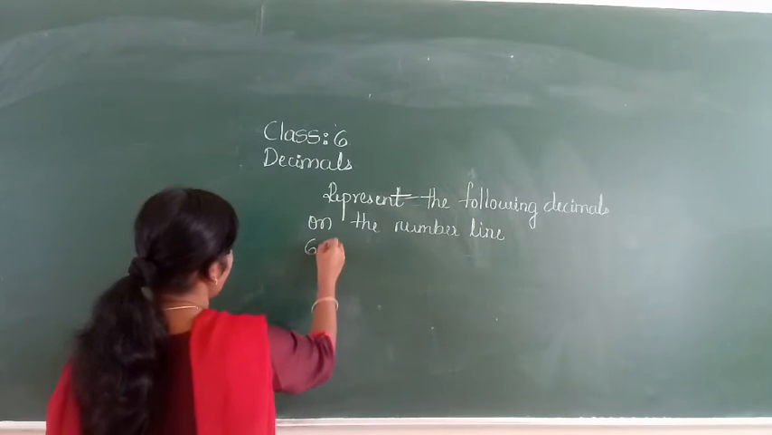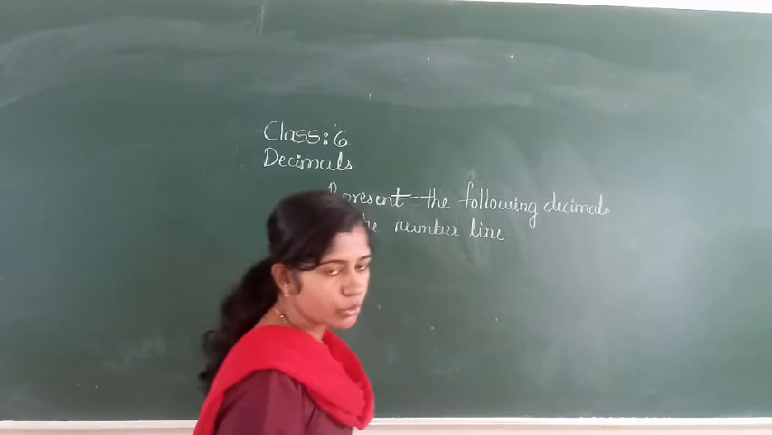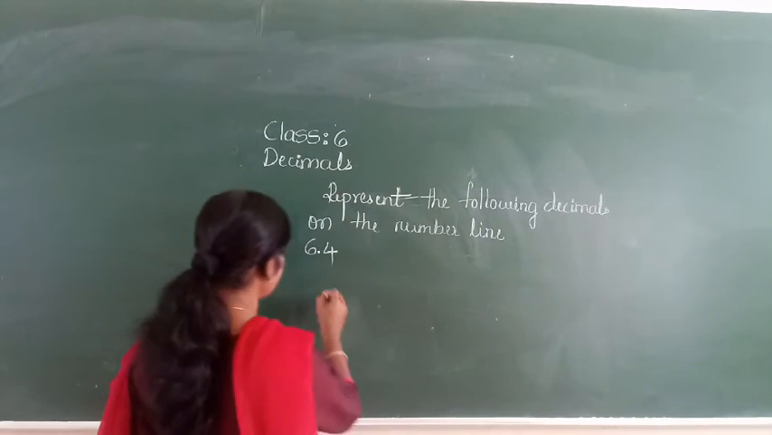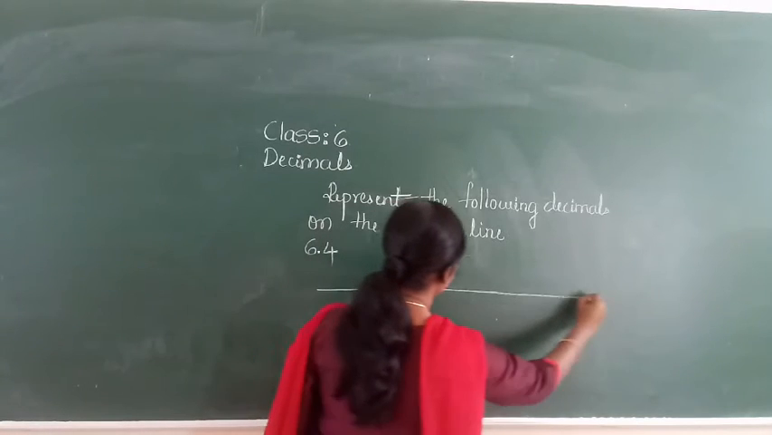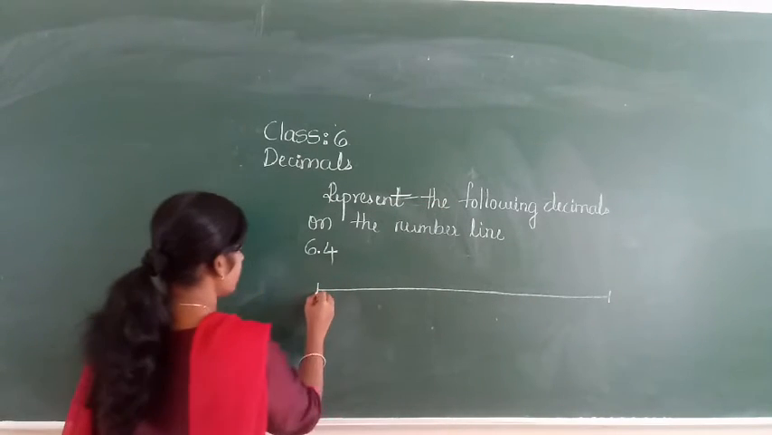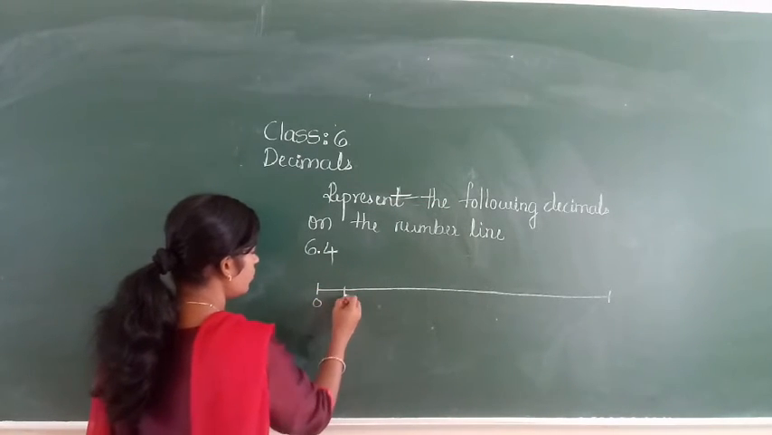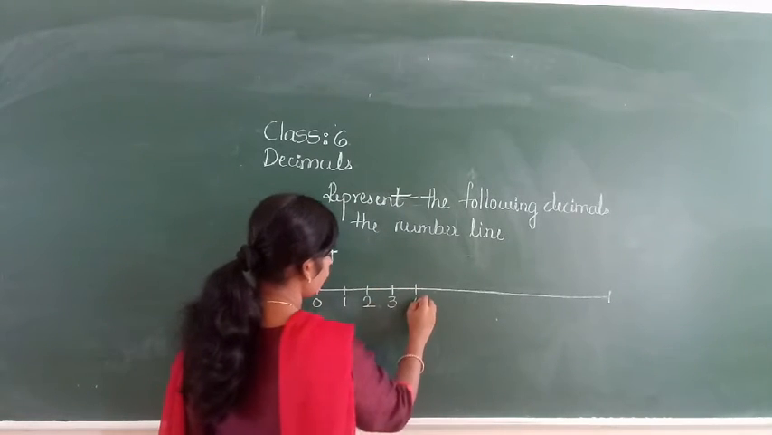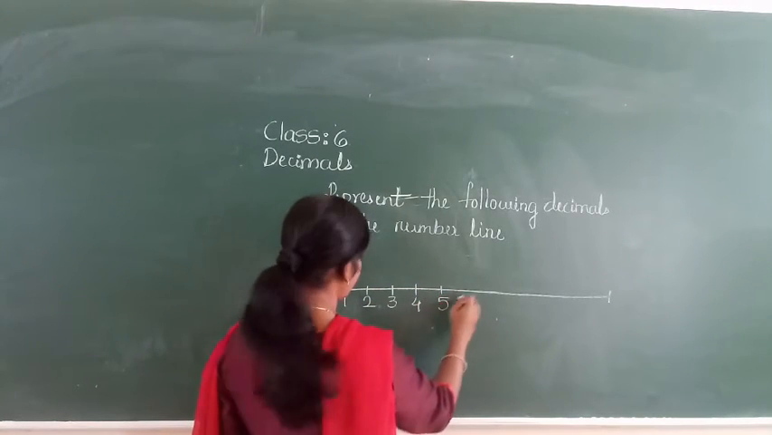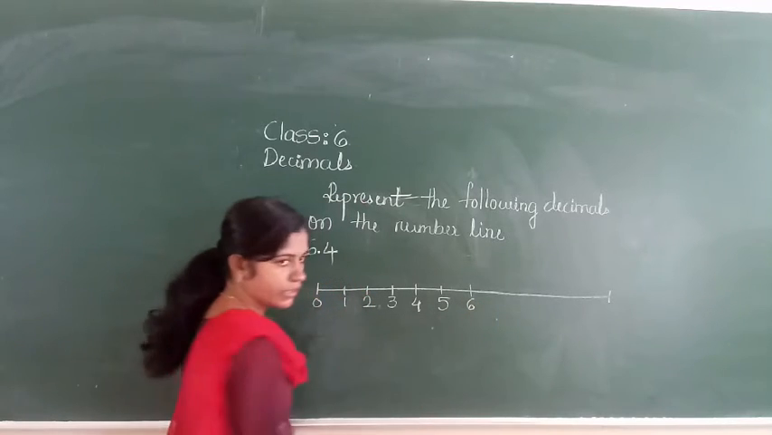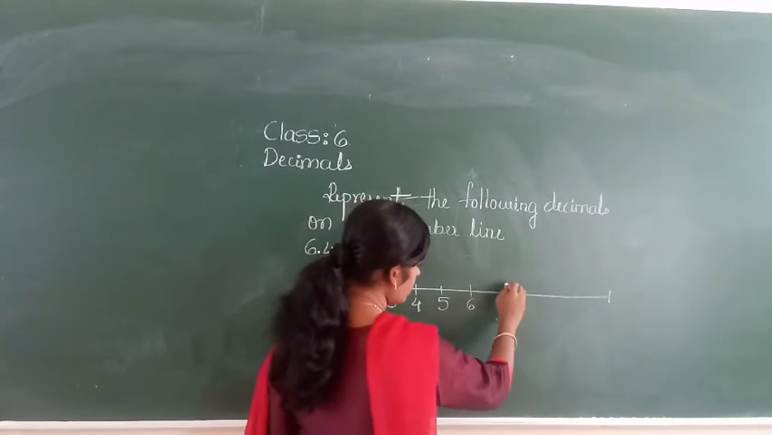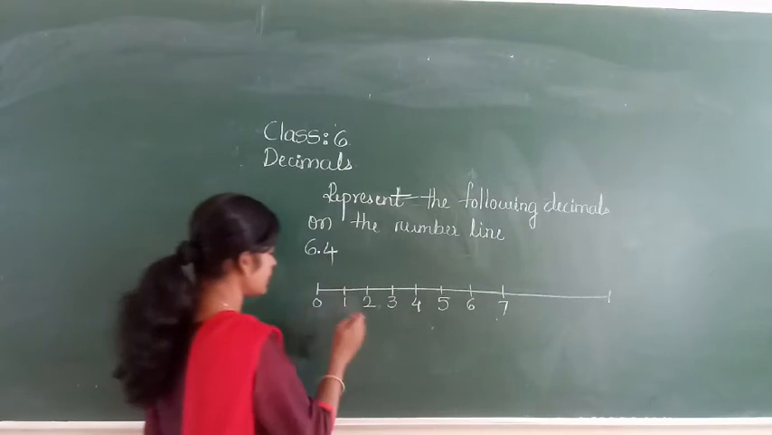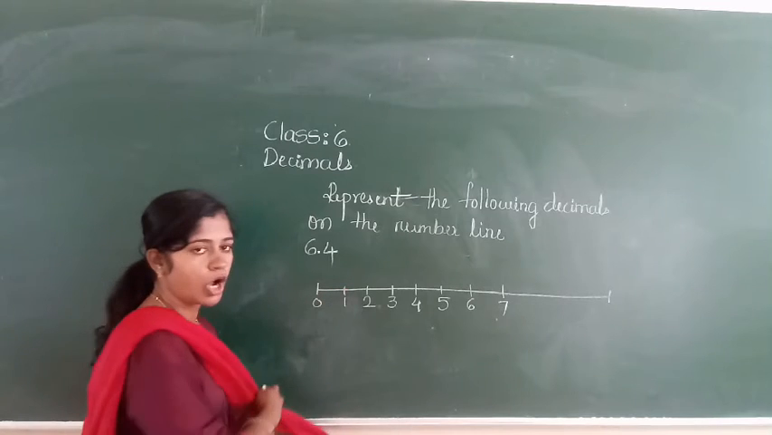6.4 is there, and while drawing the line you have to use a scale. Then draw the line. Start with 0, 1, 2, 3, 4, 5, and after that 6. And here you have to draw 7. Then see, from this to this how many lines are there?